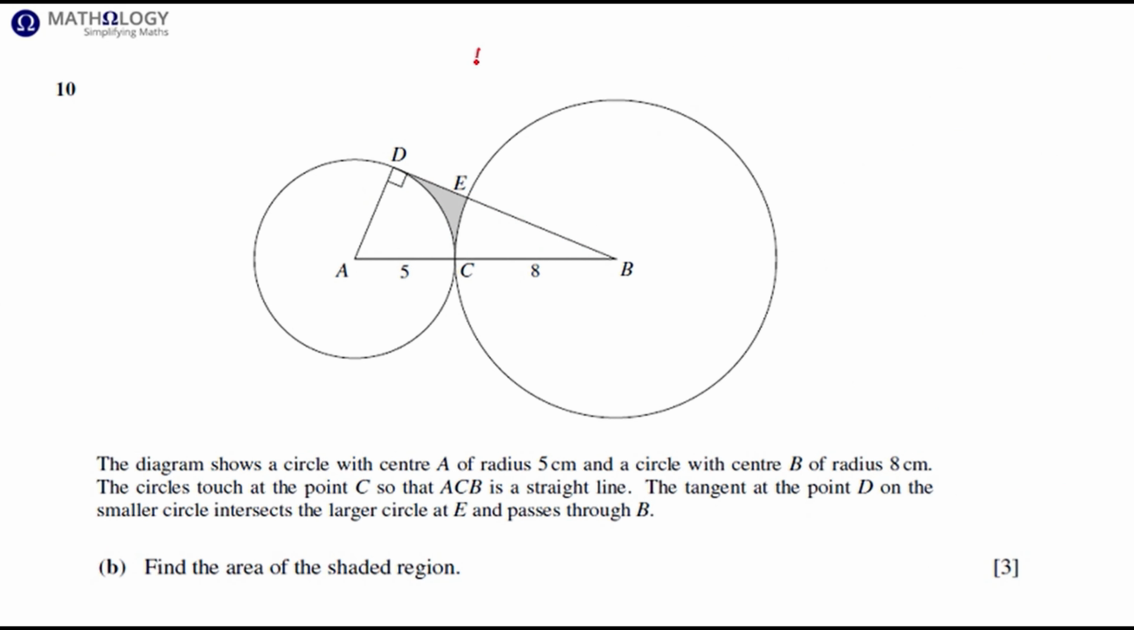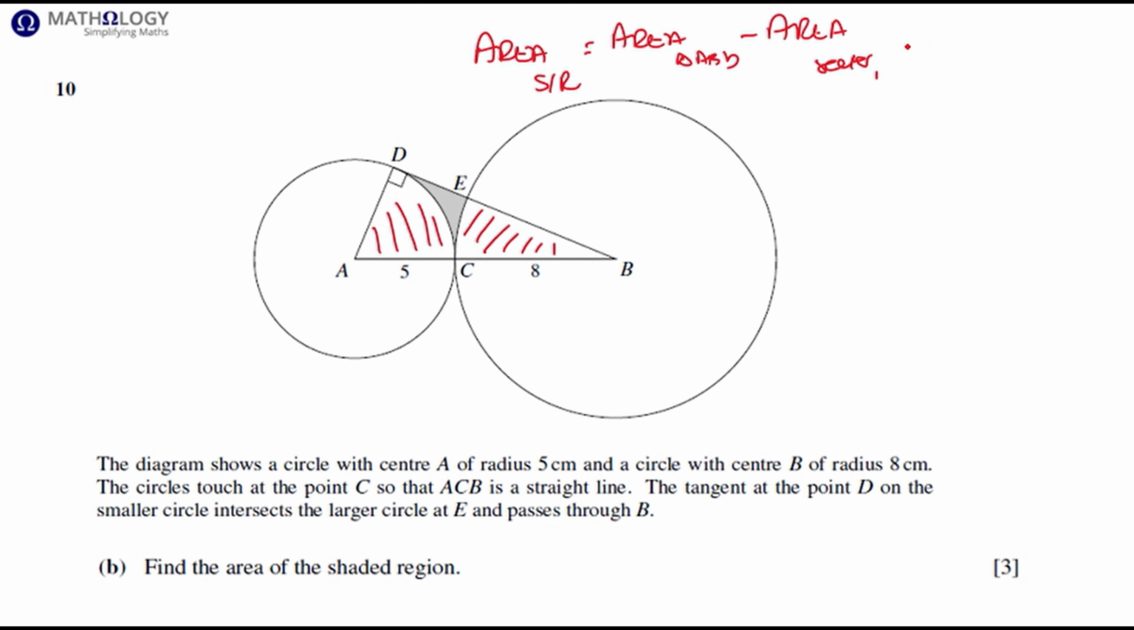Now the area of the shaded region will be the area of triangle ABD less the area of that sector. Just call it sector 1 for now, less the area of that sector, which we'll just call sector 2 for now.